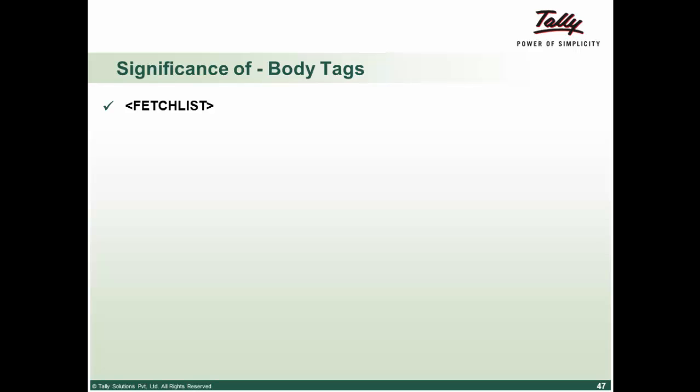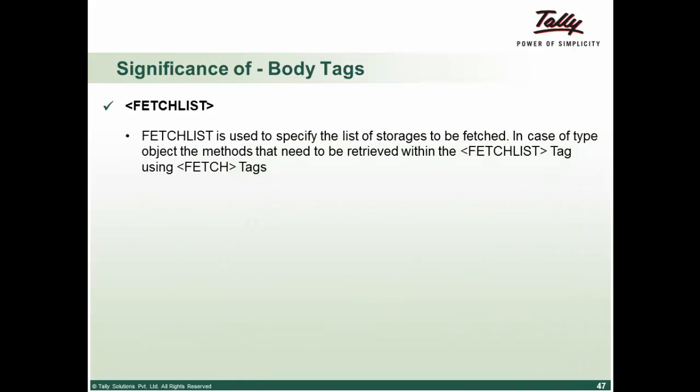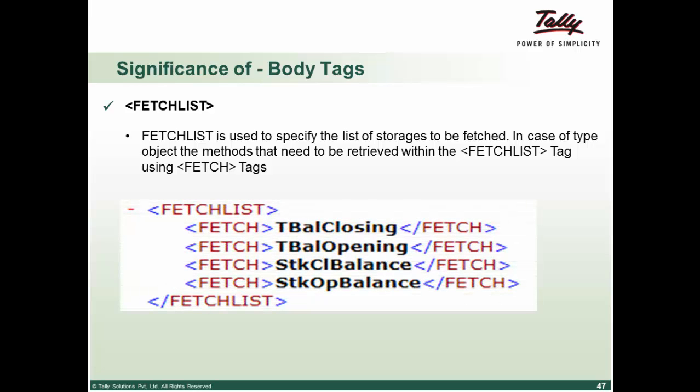Now the fetch list tag. It is used to specify the list of storages to be fetched. In case of type object, the methods that need to be retrieved within the fetch list tag have to be mentioned using the fetch tag. In the following example that you can see, TB-BAL closing, TBAL opening, STKCL balance and STKOP balance are the methods of the object to be fetched.